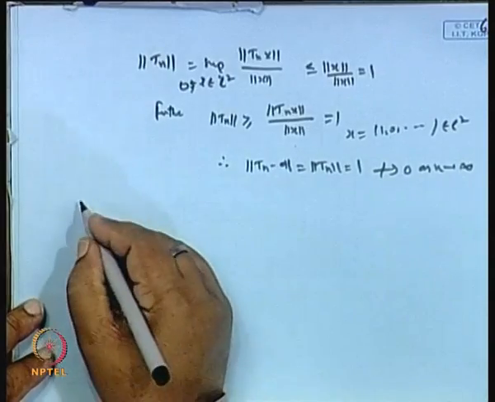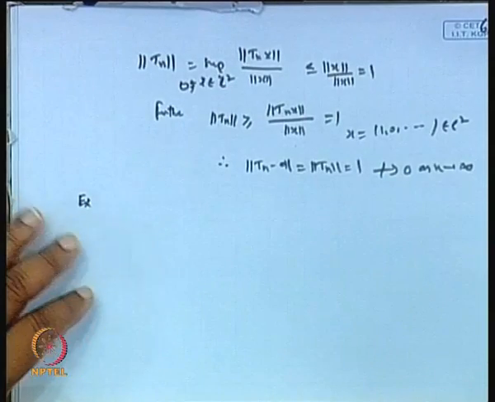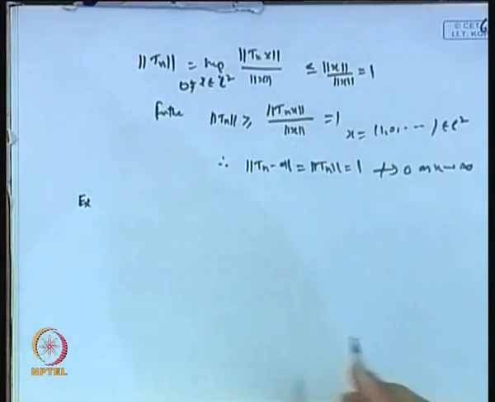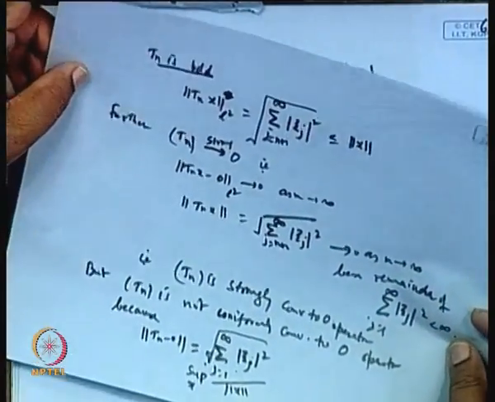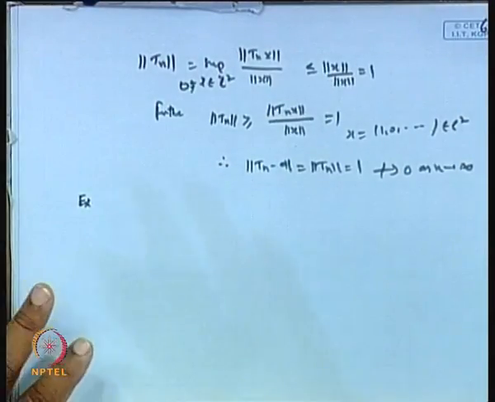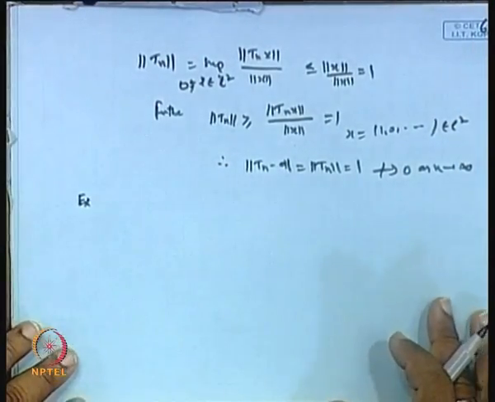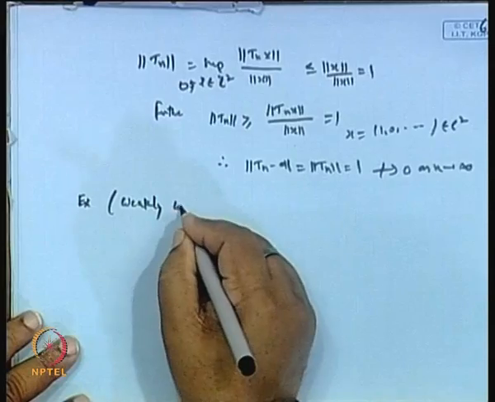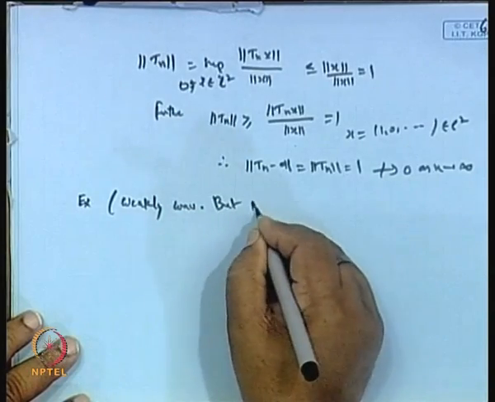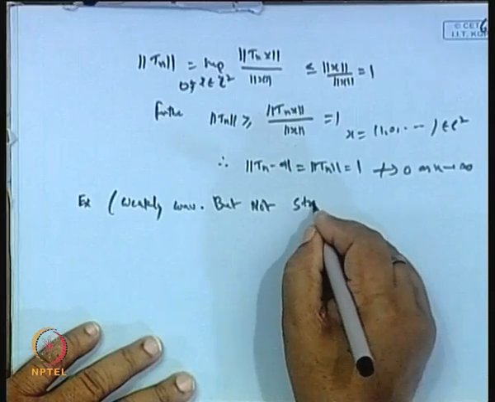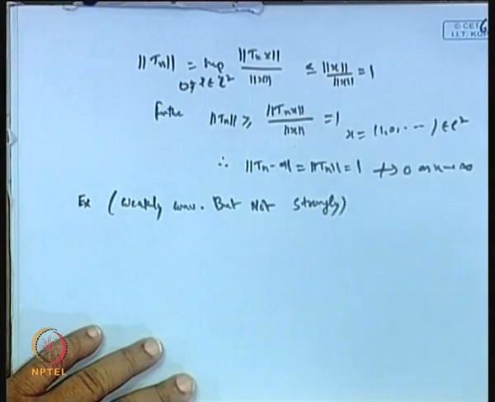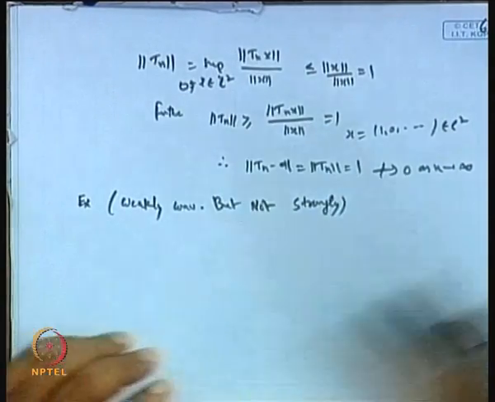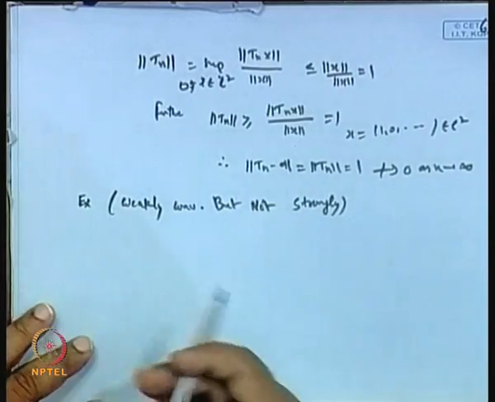Okay? Now, second example, when the sequence of operators is weakly convergent, but not strongly. T_n is a bounded linear operator, as I have already seen. This is the example when the sequence of operators converges weakly, but not strongly. Let us take the example.